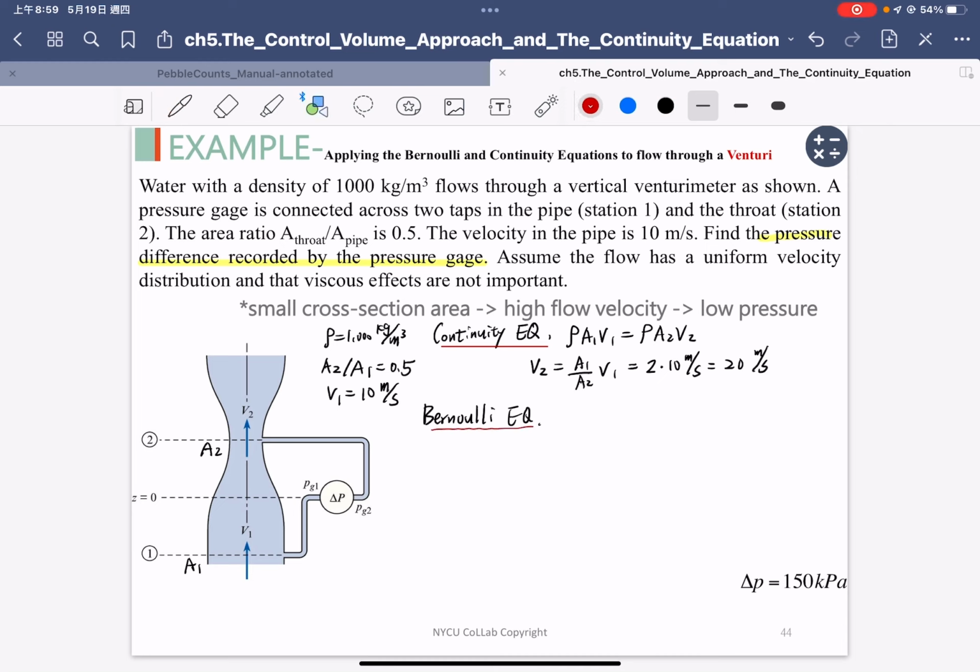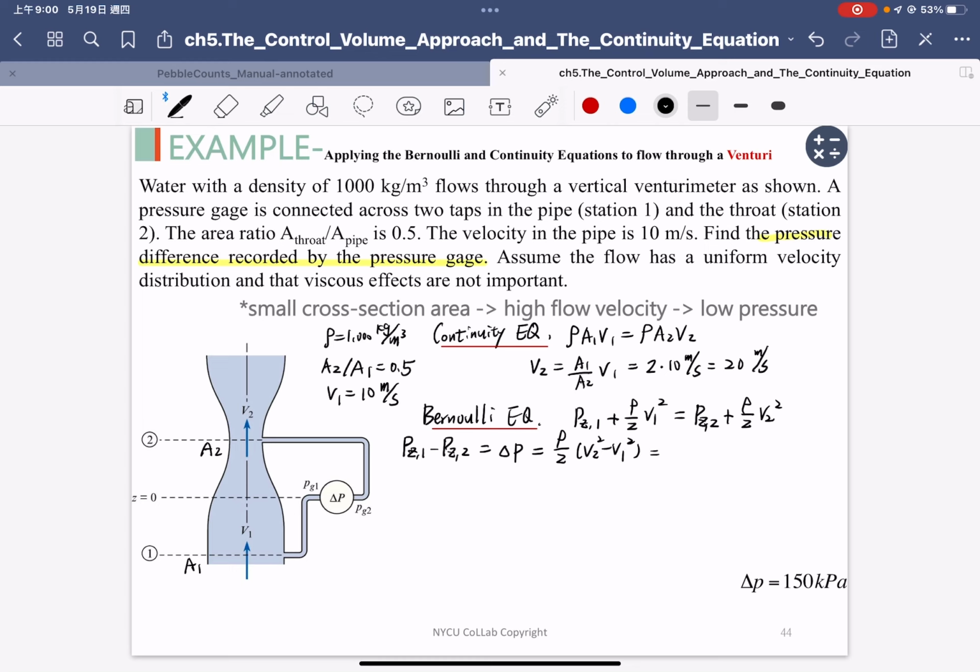Let's write down the Bernoulli equation. We have the piezometric pressure at location 1 plus one-half rho V1 squared, which equals the piezometric pressure at location 2 plus one-half rho V2 squared. So the piezometric pressure 1 minus the piezometric pressure 2, the pressure difference, will equal one-half rho times V2 squared minus V1 squared.